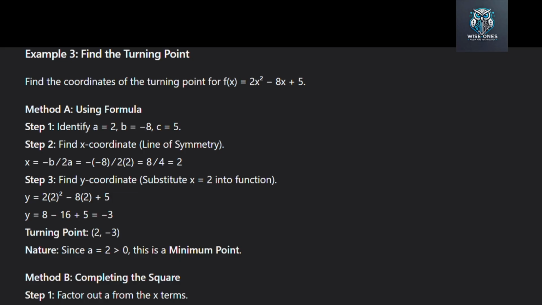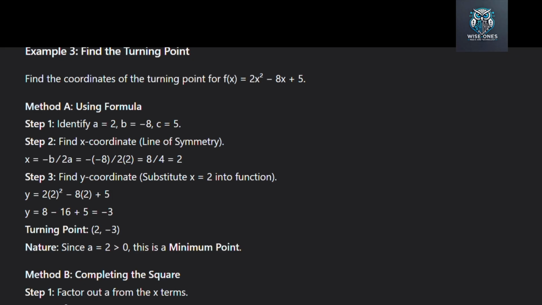Step 2. Find the x-coordinate. This is the line of symmetry. X equals negative b divided by 2a. Negative b means negative of negative 8, which is positive 8. 2a means 2 times 2, which is 4. So x equals 8 divided by 4. X equals 2.